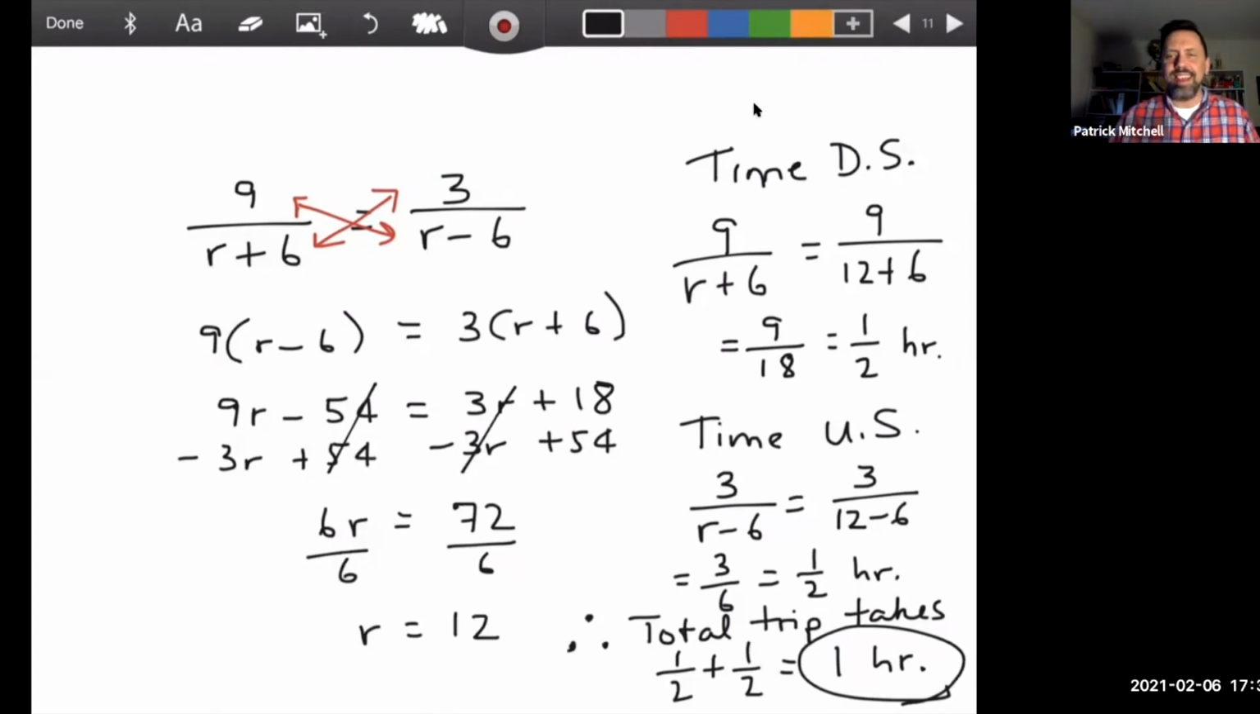All right. Okay, we got one more, and then we'll call it a day for this section.